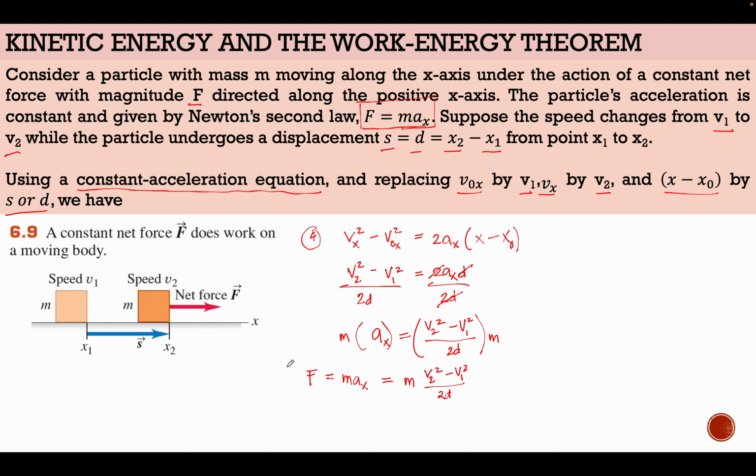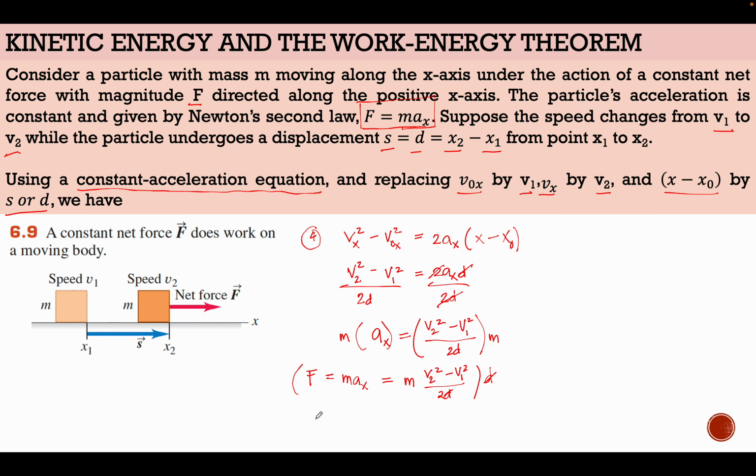So now, the last step is to multiply both sides by d, so d will be cancelled out right here.